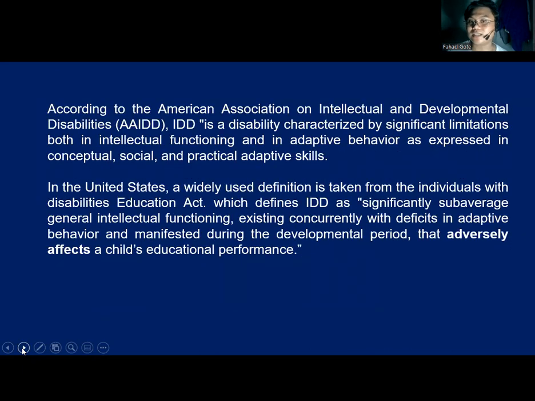According to the American Association on Intellectual and Developmental Disabilities, or AAIDD, IDD is a disability characterized by significant limitations both in intellectual functioning and in adaptive behavior, expressed in conceptual, social, and practical adaptive skills. In the United States, a widely used definition is taken from the Individuals with Disabilities Education Act, which defines it as significantly subaverage general intellectual functioning, existing concurrently with a deficiency in adaptive behavior and manifested during the developmental period, that adversely affects the child's educational performance.